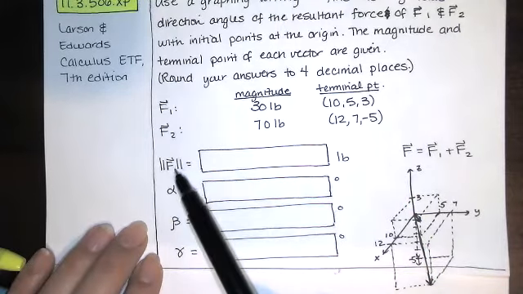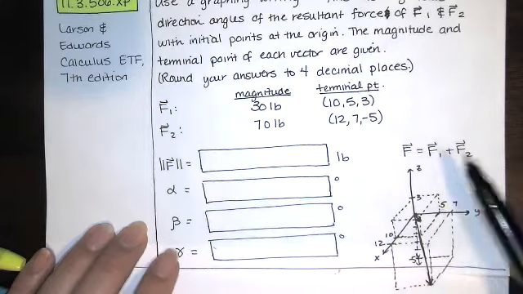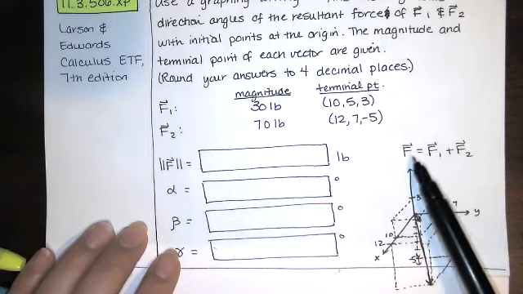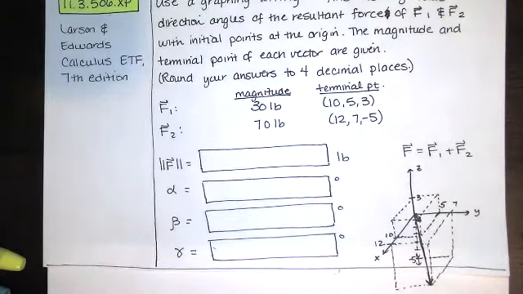Now, we're asked to find the magnitude of F first, which is easy. Once we find the component forms of these guys, we can find the component form of this guy. And once we have the component form of this guy, we can just find its magnitude. You take the components, you square them and add them and take the square root, no big deal.